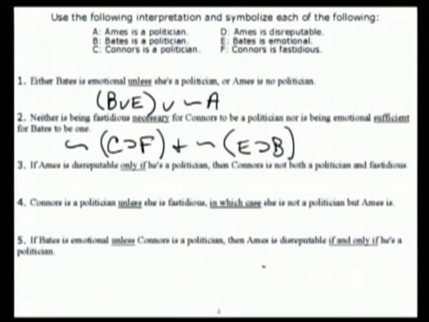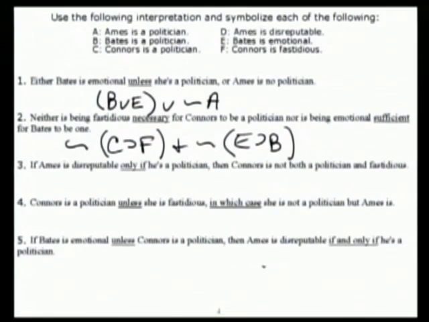Other way around. D implies E? Yeah. Why that? Now it's sufficient conditions. What do we know about sufficient conditions? Being emotional is the sufficient condition. It says neither is, now forget about the neither for a second. Neither is being fastidious necessary for, okay? Okay, yeah. So, switch that.